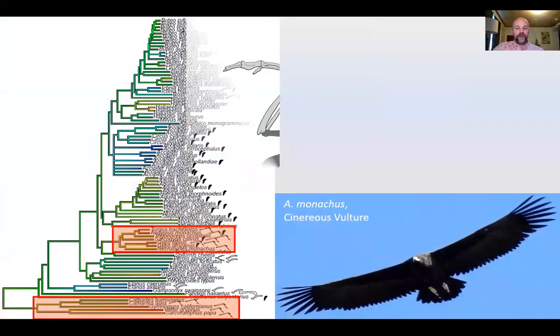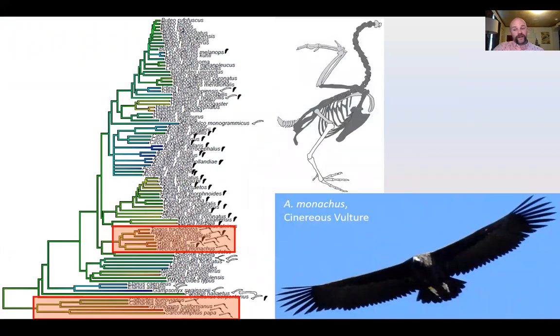Perhaps most interesting was that only vultures, highlighted with red boxes in the evolutionary tree on the left, displayed pneumaticity in the lower part of the arm, perhaps related to the long distance soaring that they need to search for food.